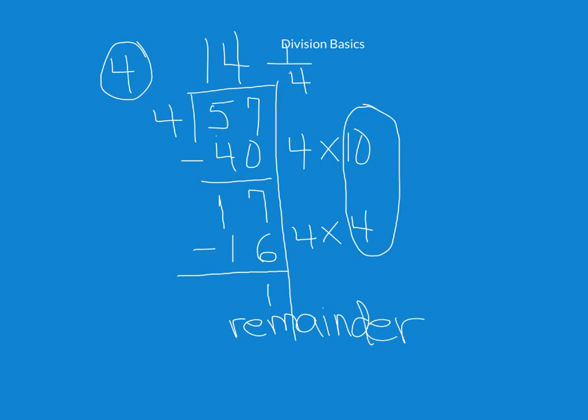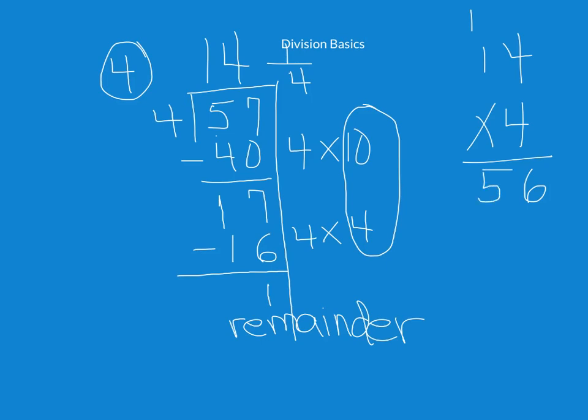Now, we can use this relationship between multiplication and division to check division, which is really a wise idea. To check division, you take those 4 groups of 14 and go off to the side and multiply that. 4 times 4 is 16. Regroup the 10. 4 times 1 is 4, plus the 1 is 5.